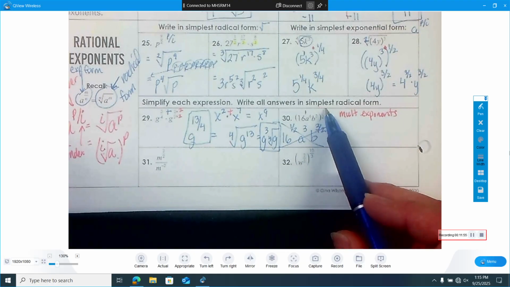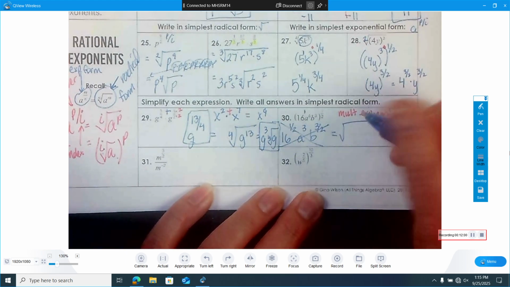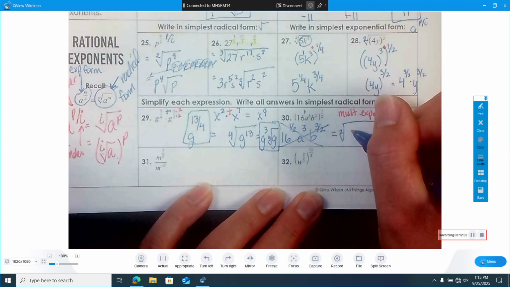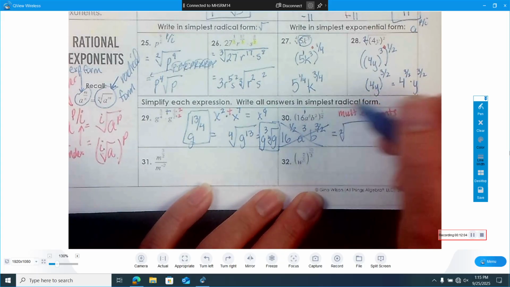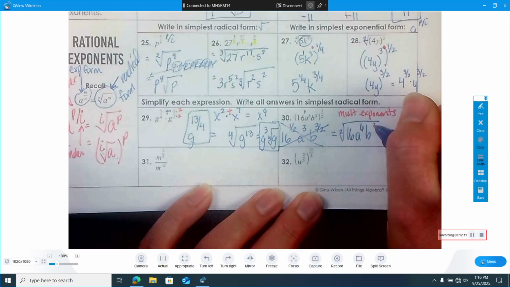So I have this power of 1/2. That is a square root. All right, that's the power. That is the index on the bottom of 2. So we have 16 underneath, and a to the 6th, and b cubed.